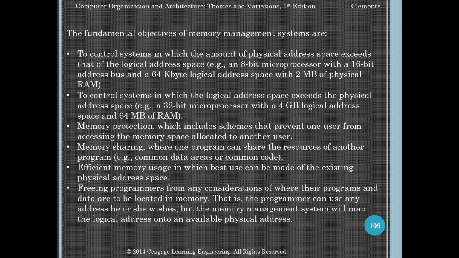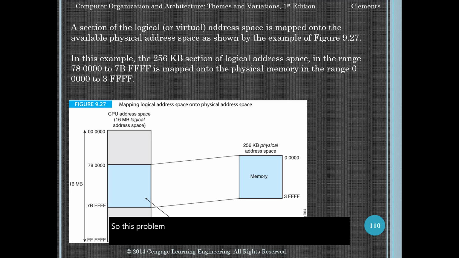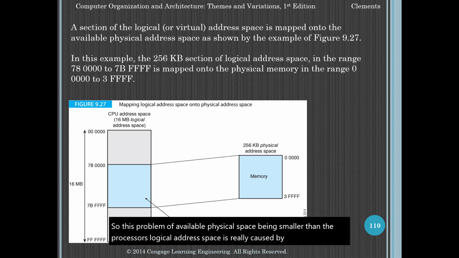This problem of available physical space being smaller than the processor's logical address space is really caused by economics, and it's always plagued the mainframe industry. In the late 1950s, when mainframes were available with large logical address spaces but were restricted to tiny blocks of RAM of around 2 kilobytes, a group of computer scientists at Manchester University in the United Kingdom proposed this memory management technique now known as virtual memory to deal with the situation.